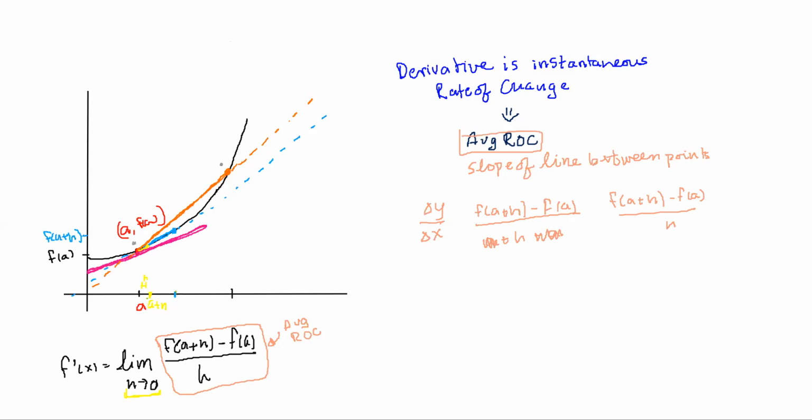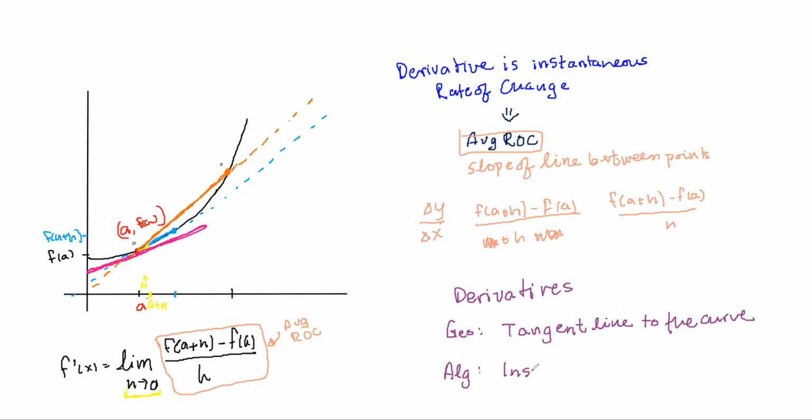Okay, yeah. So basically, the way that I think of derivatives is we've got the geometry of it, which is that a derivative is the tangent line. And then we've got the algebra of it, which is that it's the instantaneous rate of change.